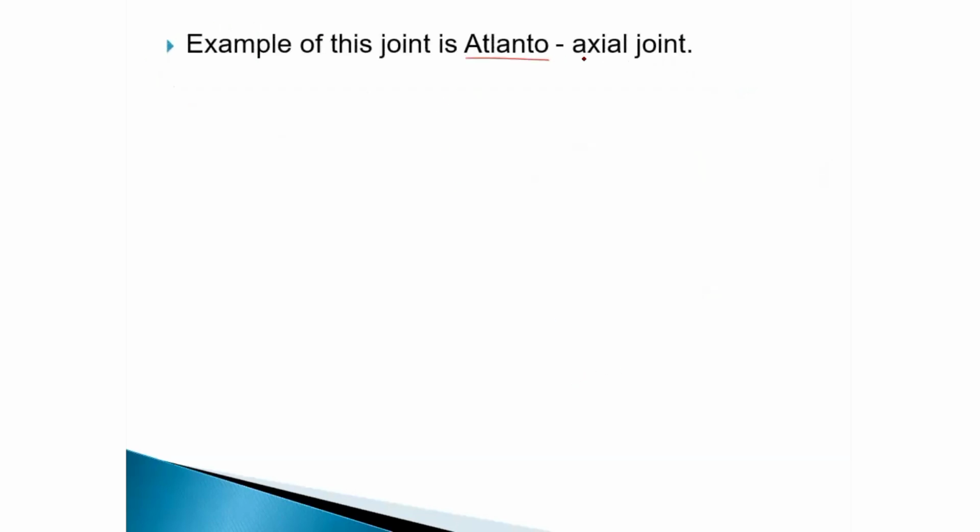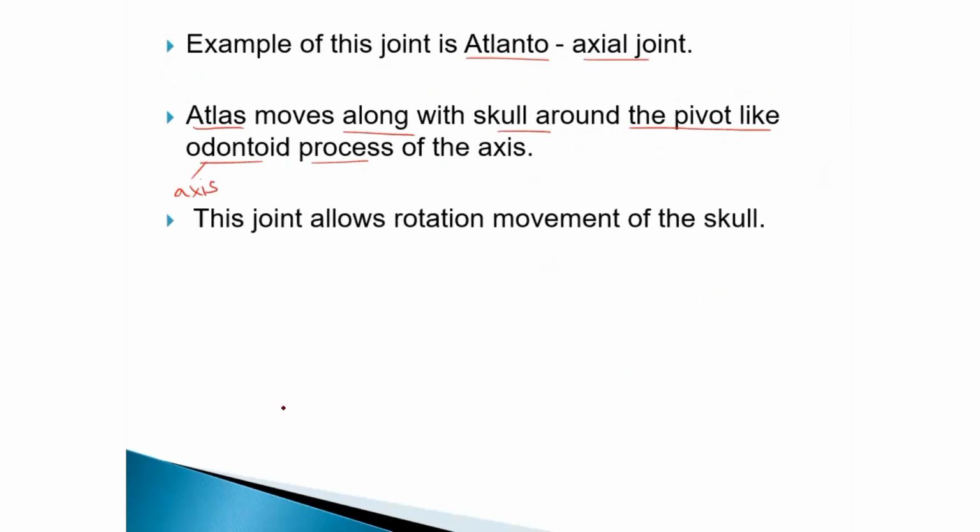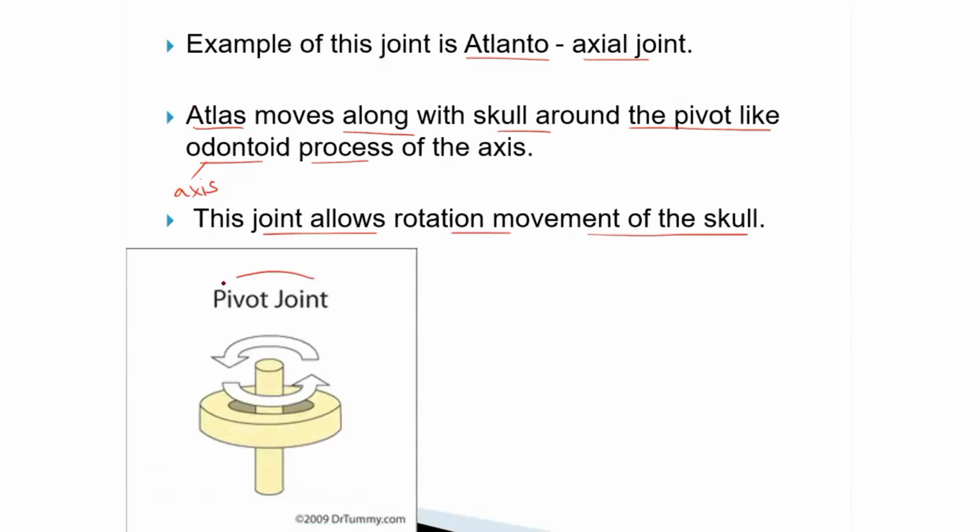Example of this joint is atlantoaxial joint. Atlas moves along with skull around the pivot like odontoid process. I told you in the axis you will get odontoid process, and that process will help to move. So the joint allows rotational movement of the skull. So you can rotate your skull, but you cannot rotate 360-degree, 90-degree only. You can touch your chin from one end of the shoulder to the other end of the shoulder, nothing more than that.